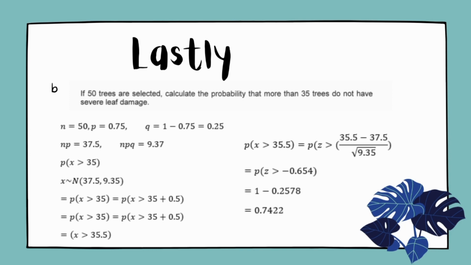So P(x more than 35) equals P(x more than 35 plus 0.5). Why plus 0.5? Because x is more than 35, so our answer is x more than 35.5. After that, for x more than 35.5, we do z more than 35.5 minus the 37.5 we get from nP, over the square root of the 9.375 we get from nPQ. So our answer is z more than negative 0.5.